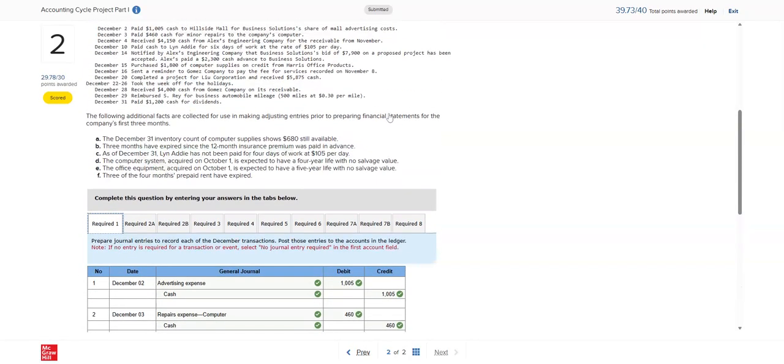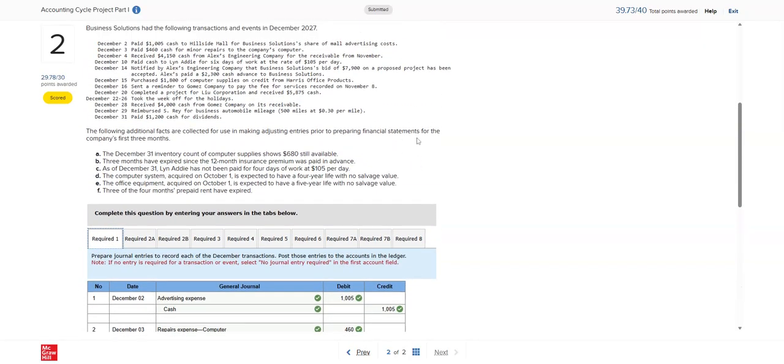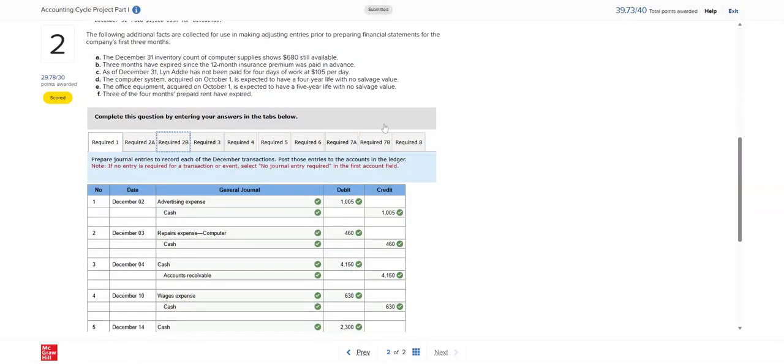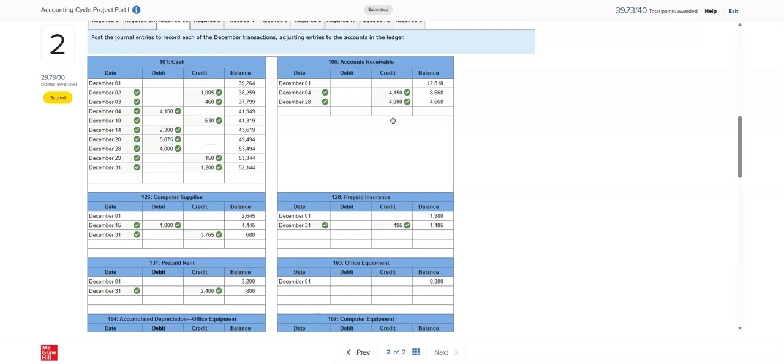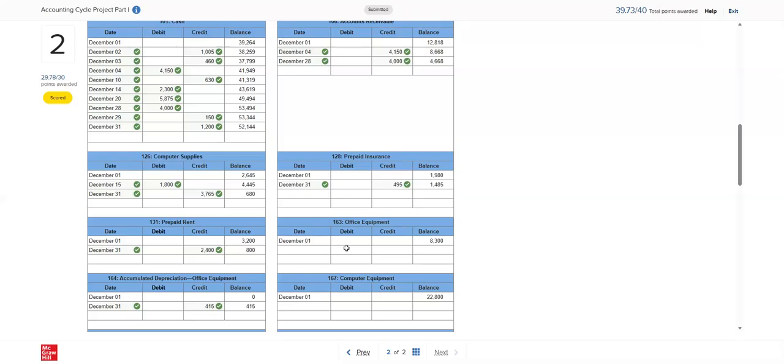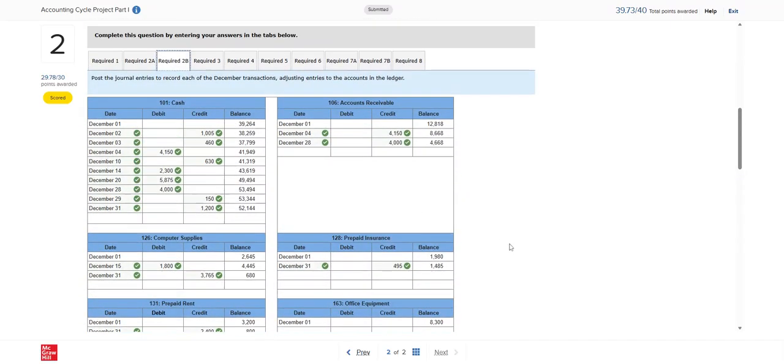After recording all the journal entries, the next step was to post those entries onto the general ledger, which is right here. The general ledger posts each transaction into its individual account so we can track how balances change over time. For instance, every transaction affecting cash was posted to the cash ledger account. Every transaction involving accounts receivable was posted there, as well as supplies, prepaid insurance, etc. This step allows us to determine the updated balance for every account.